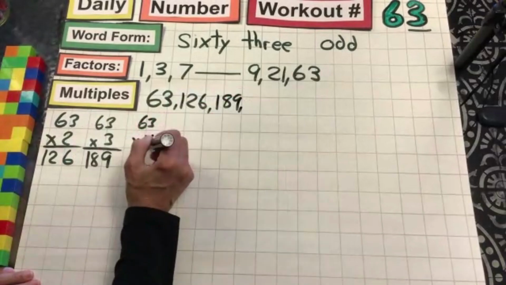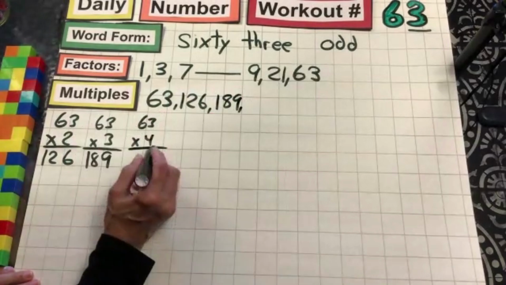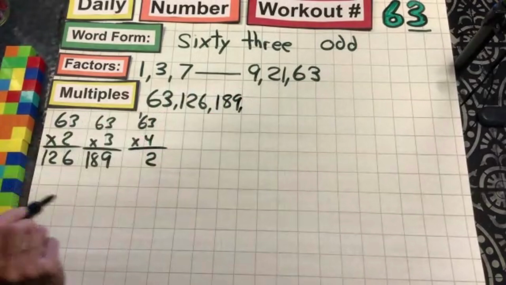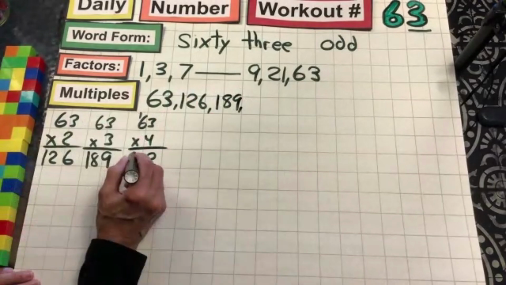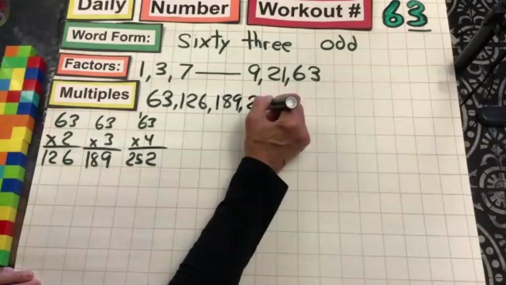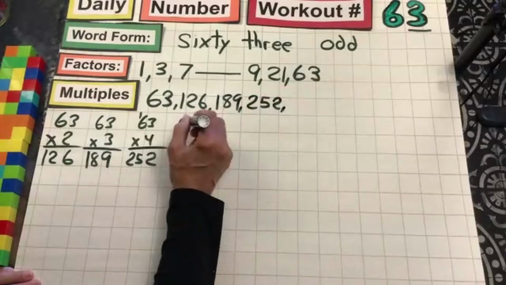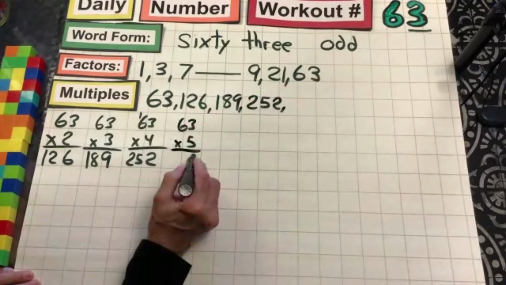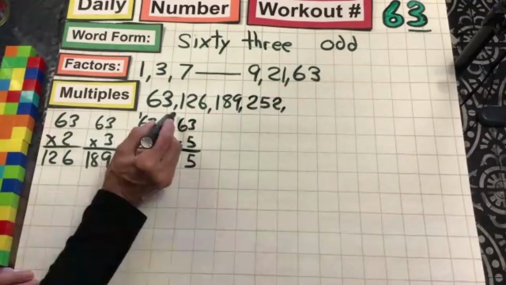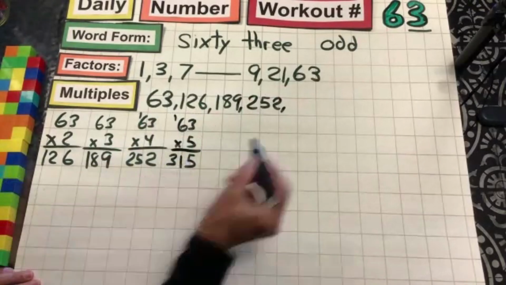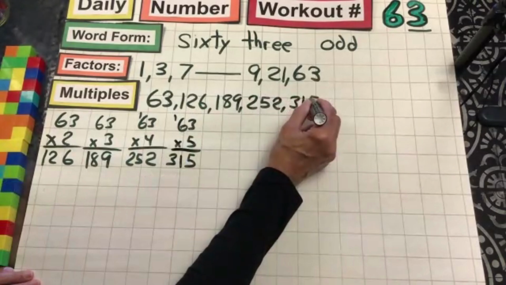63 times 4. 4 times 3 is 12. Drop the 2, carry the 1. 4 times 6 is 24, plus 1 is 25. 252. 63 times 5. 5 times 3 is 15. We drop the 5, carry the 1. 5 times 6 is 30, plus 1 is 31. That would be 315.